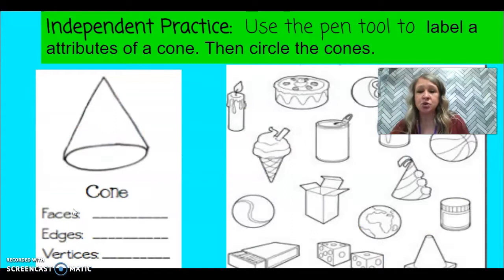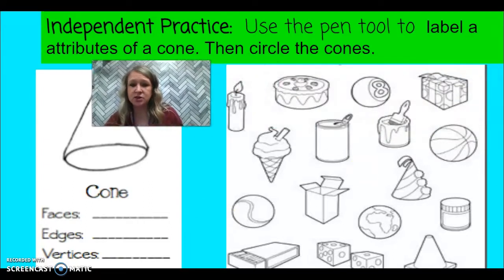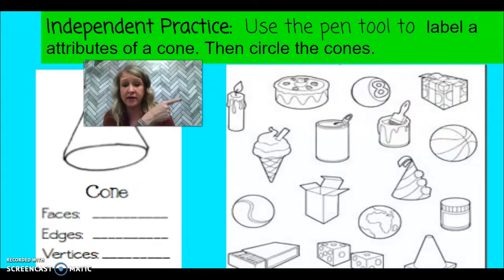Today you're going to use the pen tool to label the attributes of a cone, then circle the cones in the picture. Remember how many faces a cone has? Yep. How many edges and how many vertices? If you're not sure, go back and watch the beginning of the video. Remember, the edges have to be touching 2 faces, and the vertex is where the edges meet. Since there's no edges and no vertices, there's only 1 face. And then don't forget to circle the cones that you see over there in that picture.